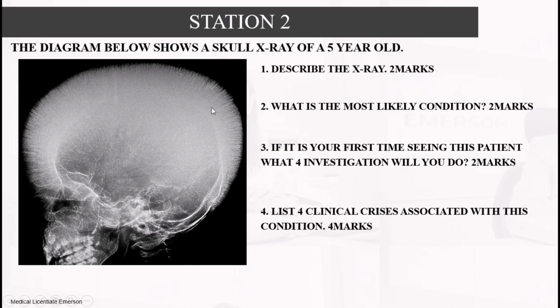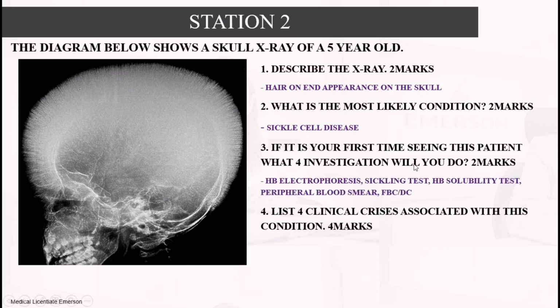So as you can see, it is as if there are spikes coming out of the skull. On description of the X-ray, we are going to say air on end appearance on the skull. That's the description of the X-ray. Then what is the most likely diagnosis? Sickle cell disease. Then if it's your first time seeing this child, of course you are going to do your hemoglobin electrophoresis, your sickling test, hemoglobin solubility test, peripheral blood smear, your full blood count, differential count.